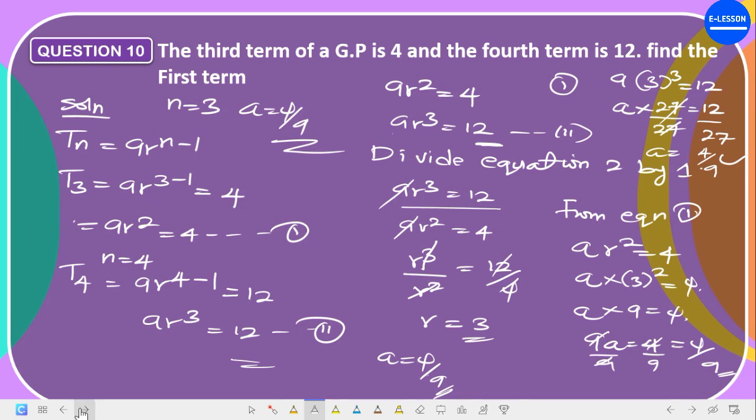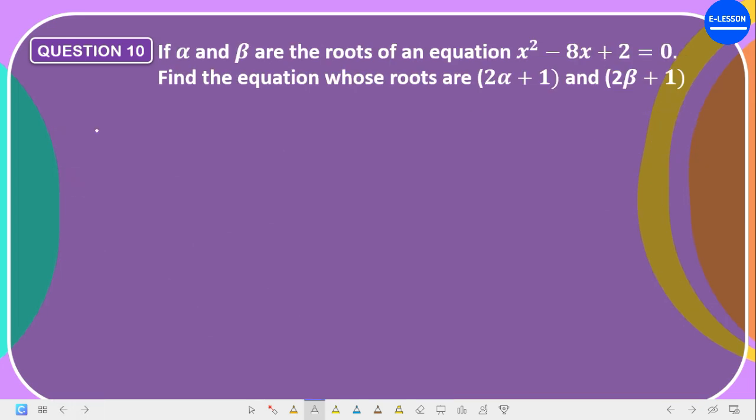Okay? So let's look at the next. Now, this question is very technical. If alpha and beta are the roots of an equation, and the equation given to you is s squared minus 8s plus 2 is equal to 0, find the equation whose roots are this and that.